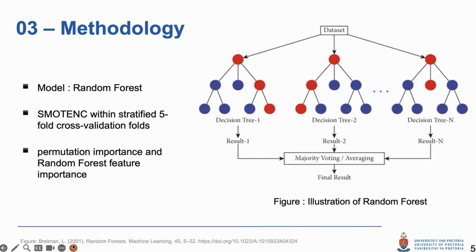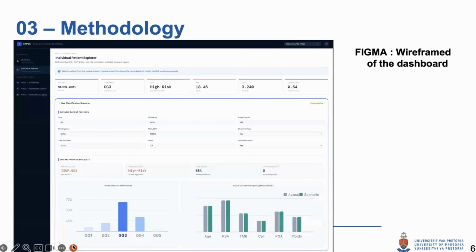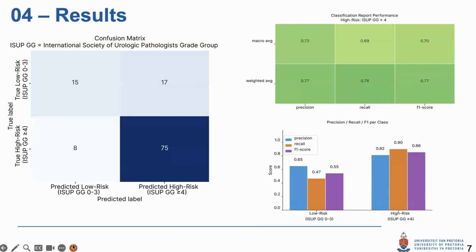And for the interpretability, we use the permutation importance. So we shuffle one feature at a time and measure how much the model degrades. And we also use the random forest feature importance, so we can track how often and how early each feature is used to split the trees. Then also a wireframe in Figma for the dashboard of each page to implement our result in a very easy interface for clinicians.